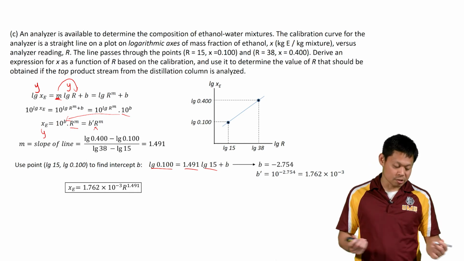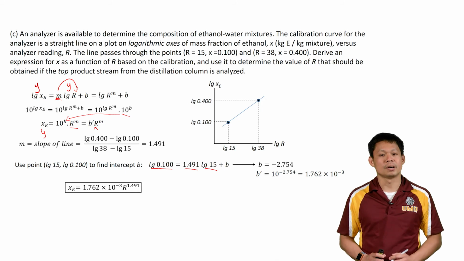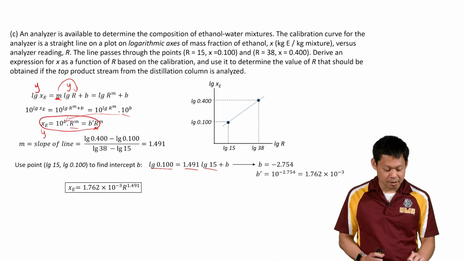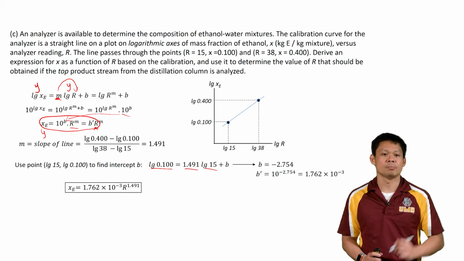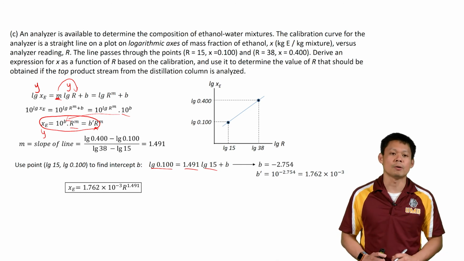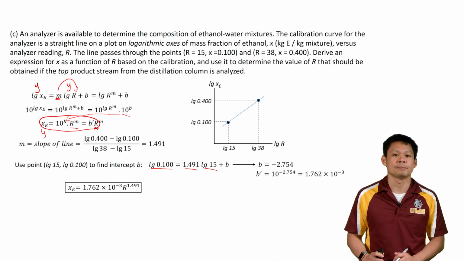Note that there are a bunch of different ways you can solve for your b prime and m. You can actually solve for it from this equation right here, because you know two data points: 15 and 0.1, and 38 and 0.4. So you could use that equation and solve two simultaneous equations as well. You should be able to get the same answer.